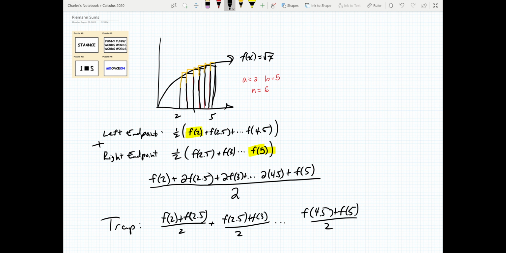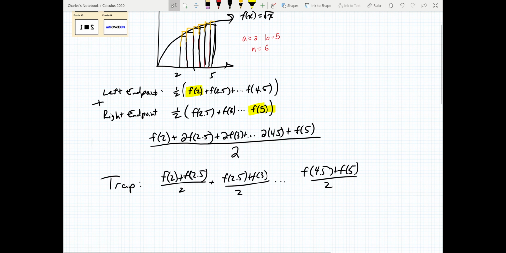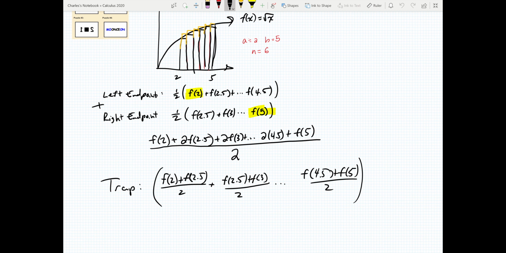And if you look at what's happening here, you're going to have 1 f of 2, you're going to have 1 f of 5, and everything that's in the middle, you're going to have 2 of. And so if I wanted to write this another way, I could write it as 1/2 of f of 2 plus 2 f of 2.5 plus 2 f of 4.5 plus f of 5.